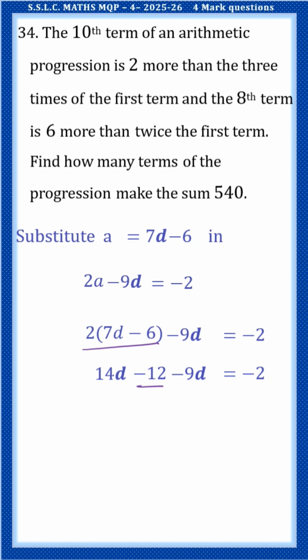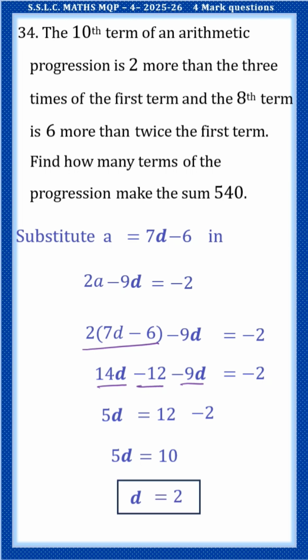Observe this: negative 12, transpose it to the other side. 14d and negative 9d are like terms. 14d minus 9d is equal to 5d. 12 plus 2, so 5d is equal to 10, d is equal to 10 by 5, that is equal to 2. So now we have the common difference.